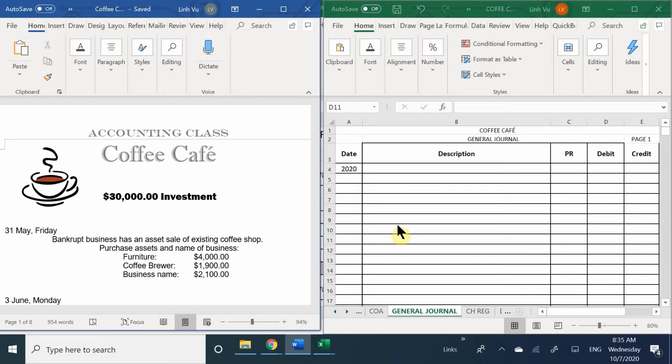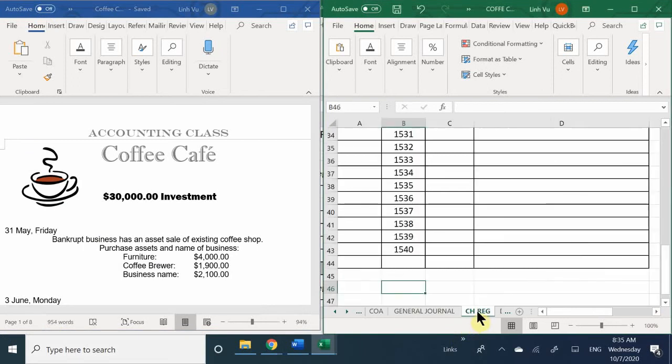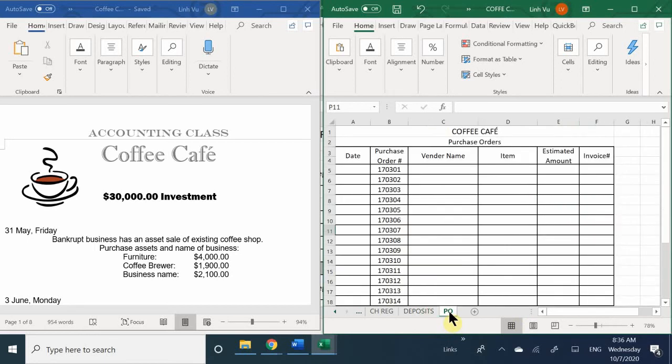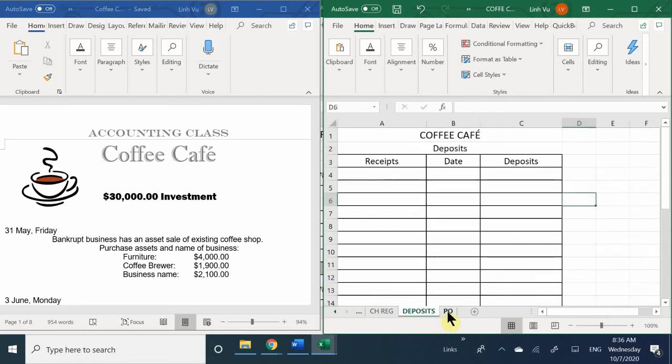Second, for those who are downloading the worksheets, I need you guys to have your chart of accounts, okay? Your general journal, your check register, okay? And your purchase orders and your deposits. That's definitely going to be the first one, okay? As far as your subsidiary ledger, you will be utilizing that as well.